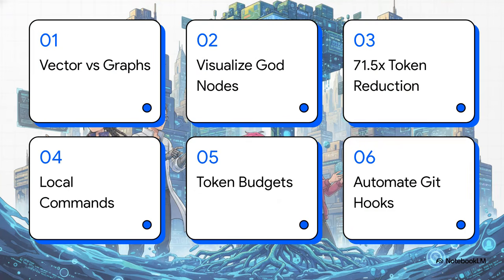We've got a packed agenda today. We're covering vector RAG versus structural graphs, visualizing your God nodes, that massive 71.5x token reduction, commands for local analysis, token budgets and subgraphs, and finally, automating everything with Git hooks.